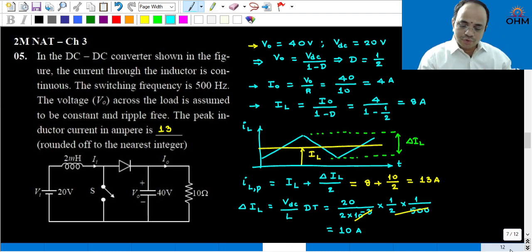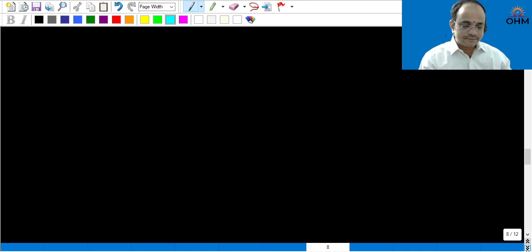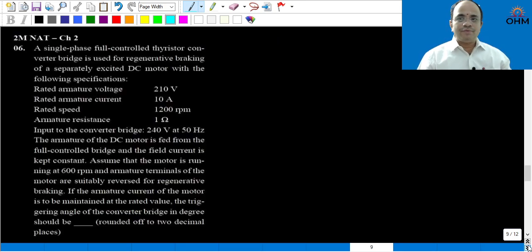Now let us move to the next question. This question is basically an application of phase controlled rectifiers in drives. Even though drives is officially not in the GATE syllabus, we can still consider this as an application of phase controlled rectifiers to control the speed of a DC motor. Okay, now let us see the question here.